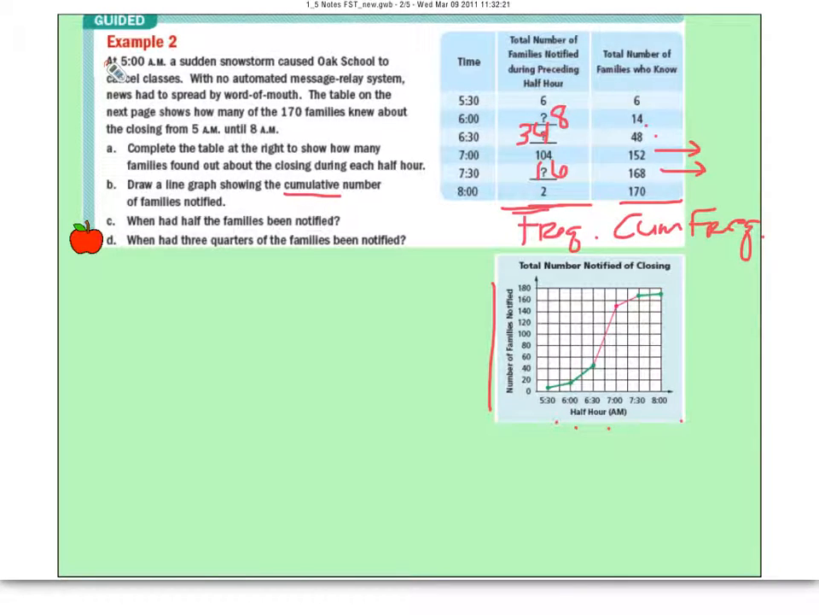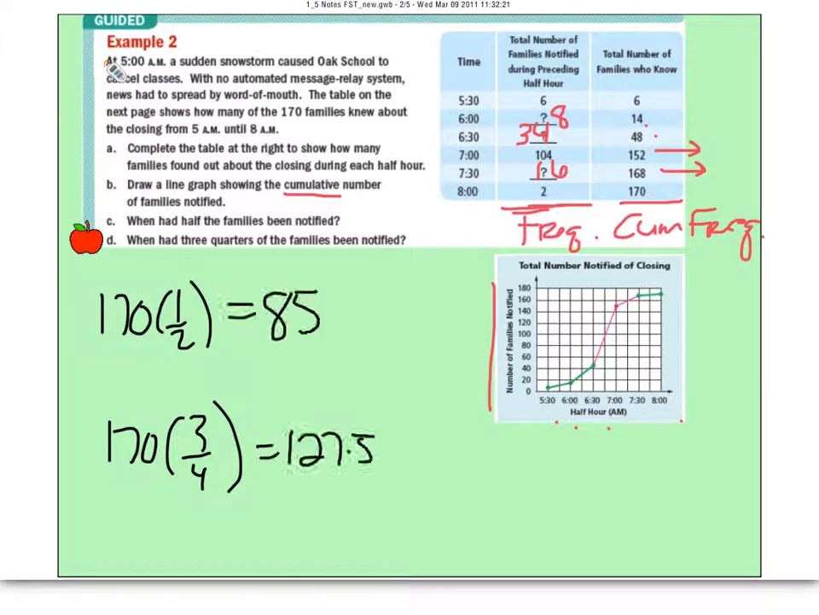Letters C and D, again, want to know when half the families had been notified and then when 3/4 is for D. So there's 170, and let's just take 1/2 of that. And then let's do 170 and take 3/4 of that. If we do that, we are looking for the total of, for half at the 85th family and for 3/4 at the 127th family. So when was the 85th family notified?